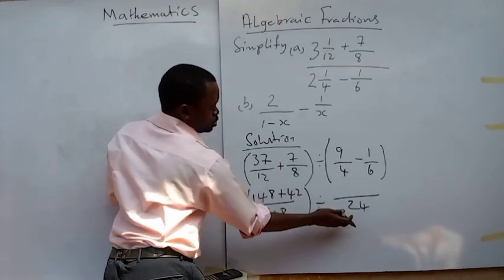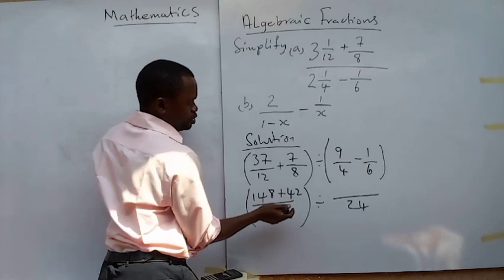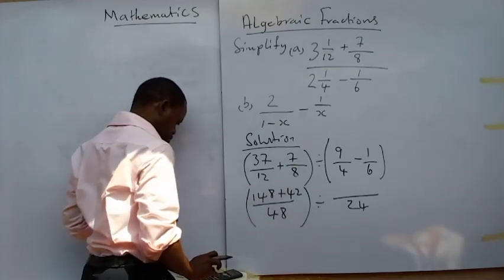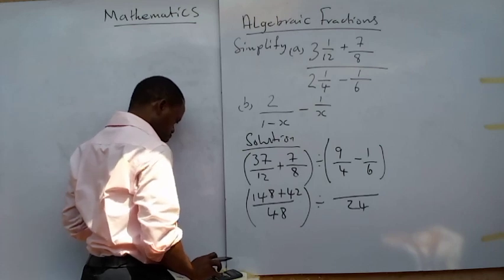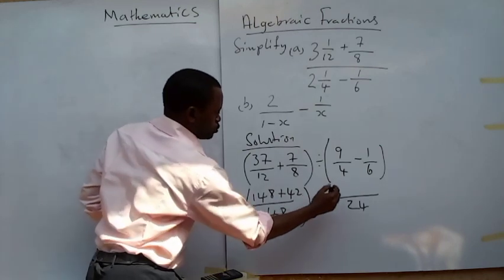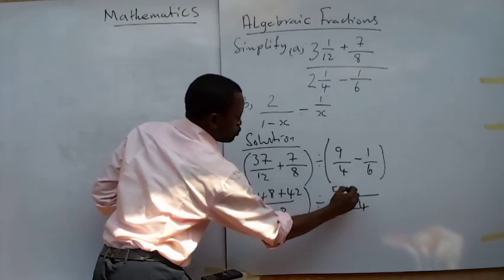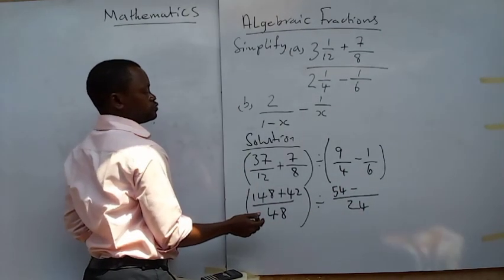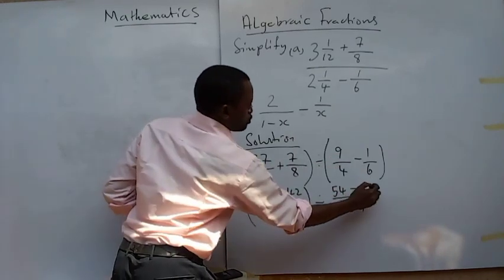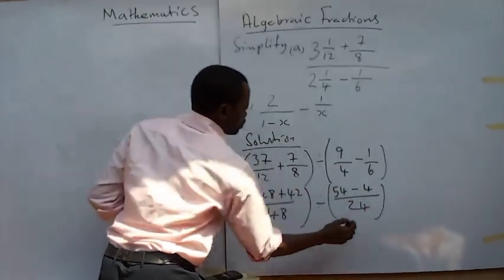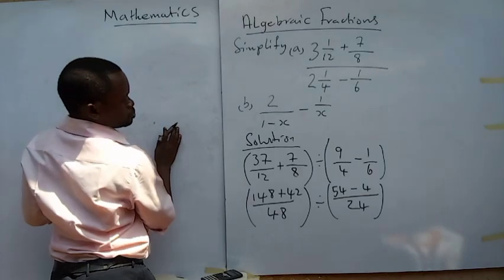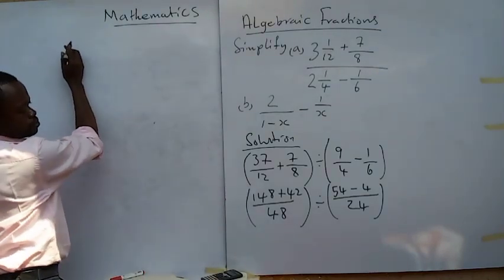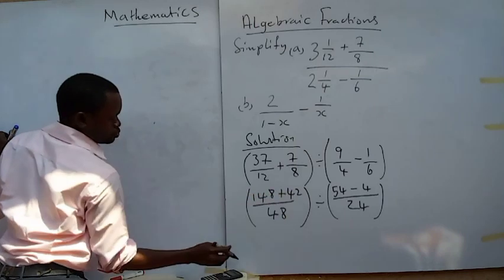4 into 24 will give us 6. And 6 times 9 is 54. 54 minus 6 into 24 is 4, and 4 times 1 is 4. We'll cover this as well. All right. Over here, we can now check out 148 plus 42.